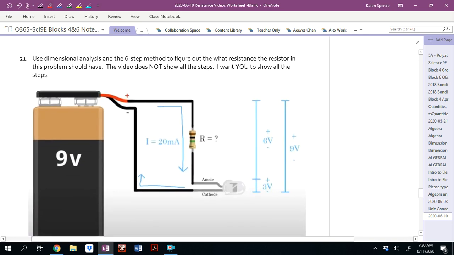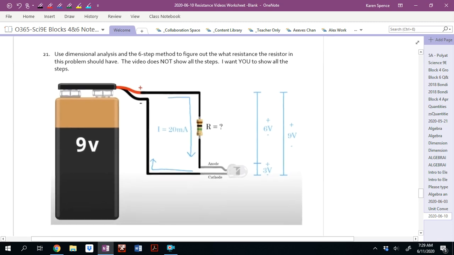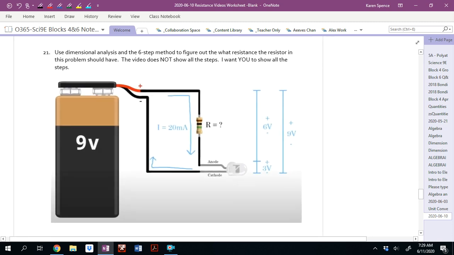Okay, use dimensional analysis and the 6-step method to figure out what resistance the resistor in this problem should have. The video does not show all the steps. I want you to show all the steps. So we're going to do this together.